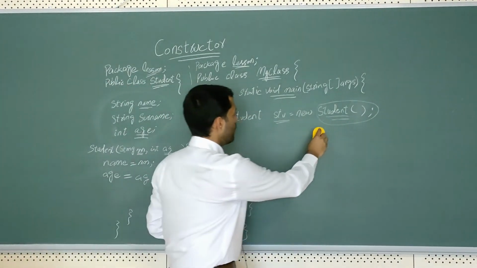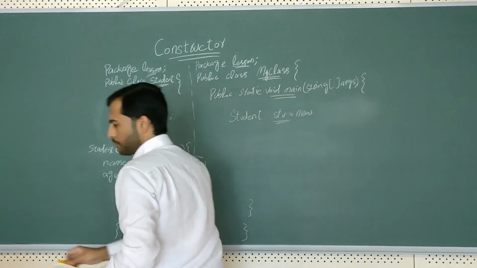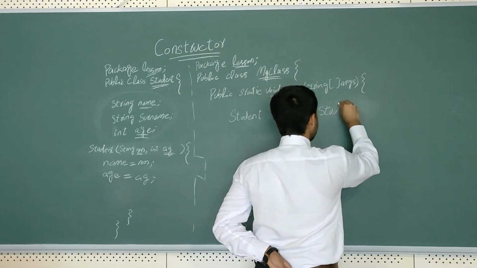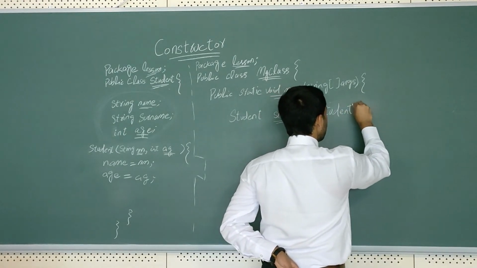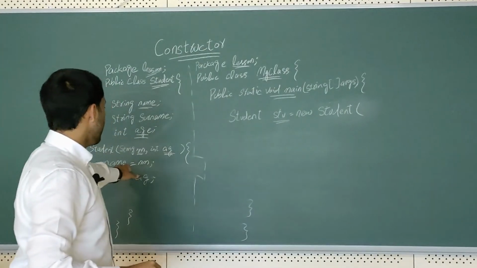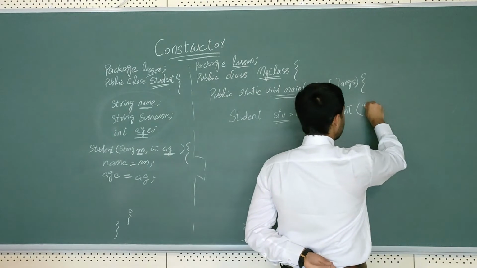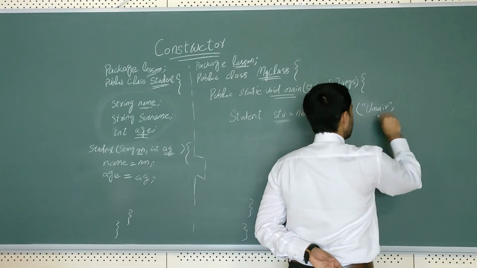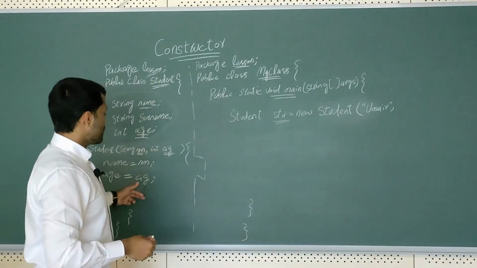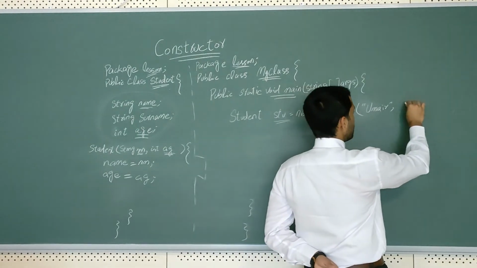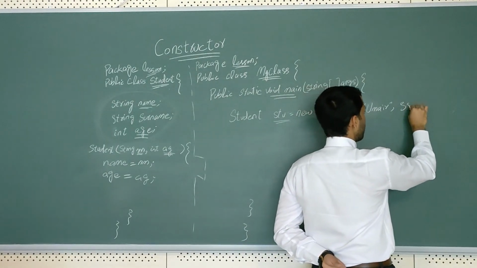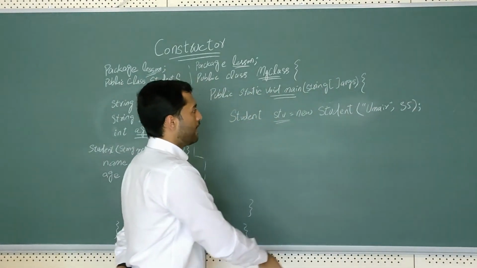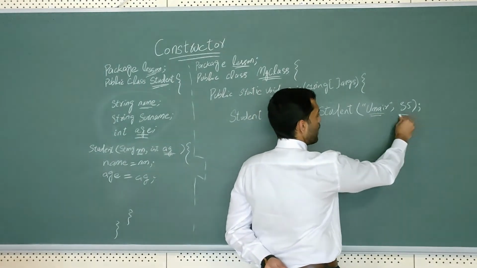For that, let me remove this one. I will write here again student, the constructor name. Now for the name, I have to pass a string. Let's suppose that I pass a name here, Umair. And for the integer, I have to pass an integer value. For example, let's suppose that age is 35. Now I have passed the values, that is name and age.